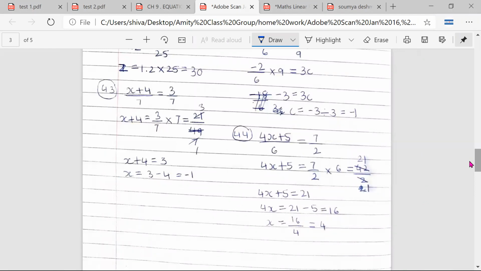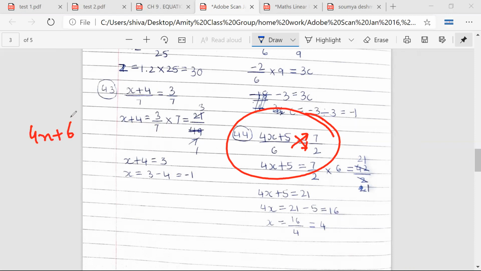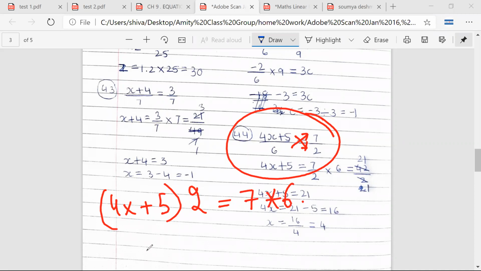So for example, this equation. Now, what you can do is you can put a cross like this. Aishwarya ji, any doubt? No, sir. What this means is you can write this as 4x plus 5. Sorry. This is called cross multiplication. So 4x plus 5 into 2 is equal to 7 into 6. Aishwarya ji, any doubt?